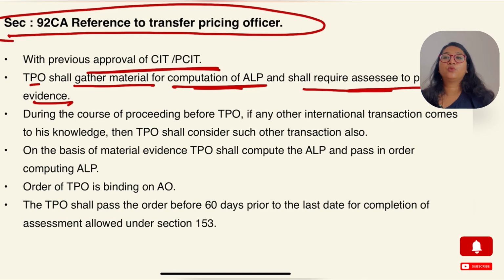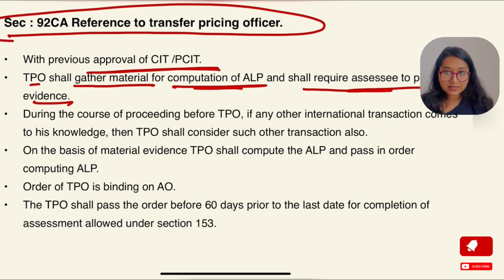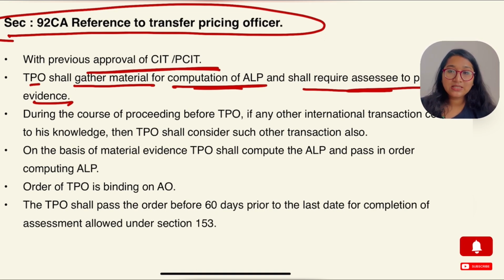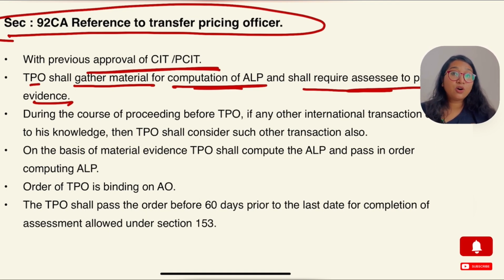In this case, what this section is saying is that the assessing officer is going to decide the actual price of SSC, right? For determining the actual price, the assessing officer is going to take help of the transfer pricing officer. Do you get the point? So what is the transfer pricing officer going to do? We have to find out. First of all, the assessing officer has to take the approval of CIT, PCIT. Is this part clear?